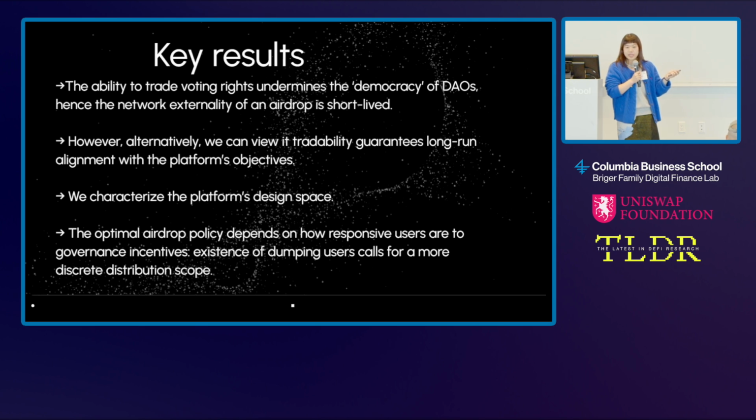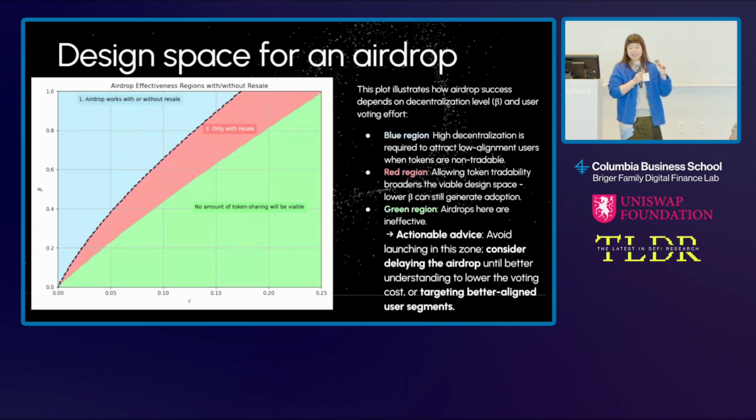So the key result is that the empirical findings are consistent with the fact that we have a centralization result after the airdrop token becomes tradable. But another way to look at this situation is that the centralization is also filtering out the wrong crowds. You are retaining only the high alignment types to keep on being active on your platform. And so going more to the technical findings, basically from this very simple model, we are already able to draft out the design space for an airdrop.